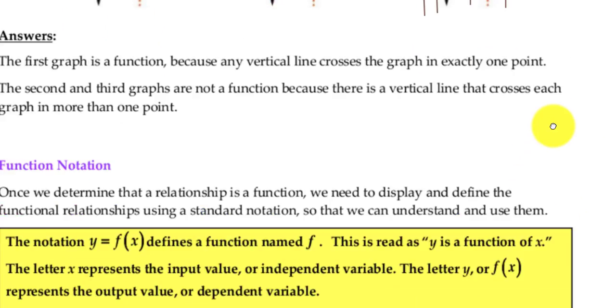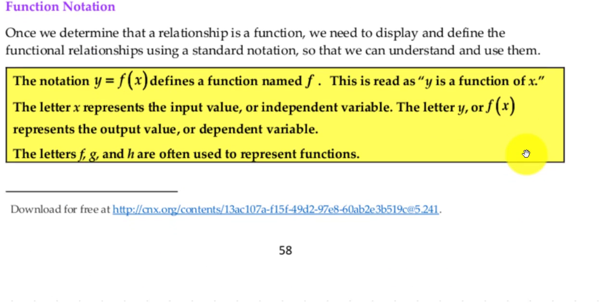Let's keep going. Function notation. So how do we write this using some type of standard notation? It says the notation y equals f of x. So this is not f times x. This is pronounced y equals f of x. Y is a function of x. Defines a function named f.